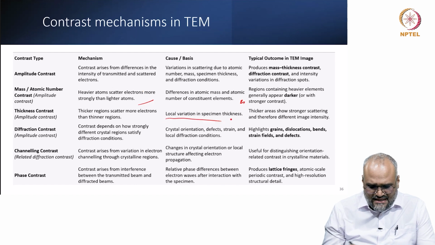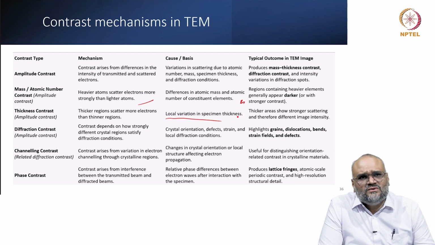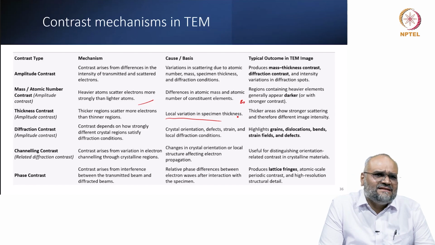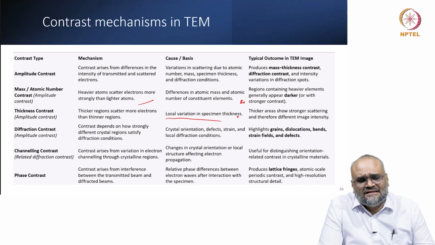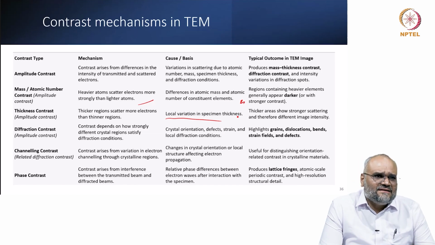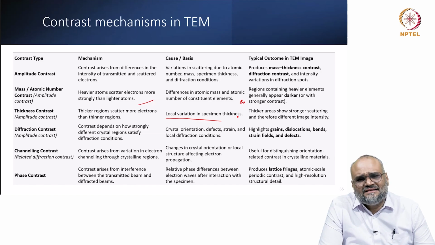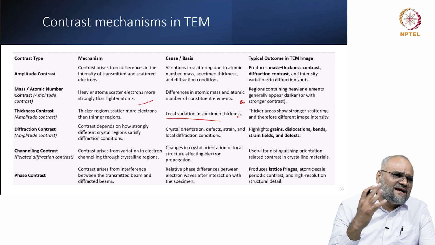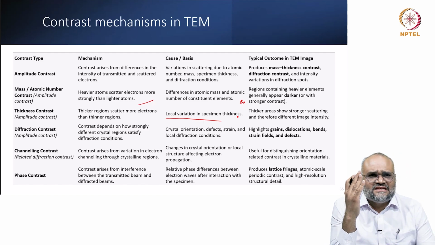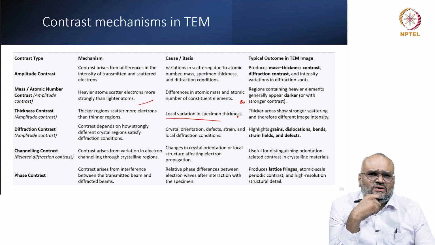The same thing applies in thickness contrast. Thicker regions tend to scatter more than the thinner regions, and this gives you a variation in the intensity of the specimen that you are imaging. And the contrast in the case of diffraction contrast depends on how strongly the crystals are oriented, or how they are satisfying the Bragg's condition with respect to the incident electron beam. This plays a role in imaging defects, strain, and variations in the local diffraction conditions.